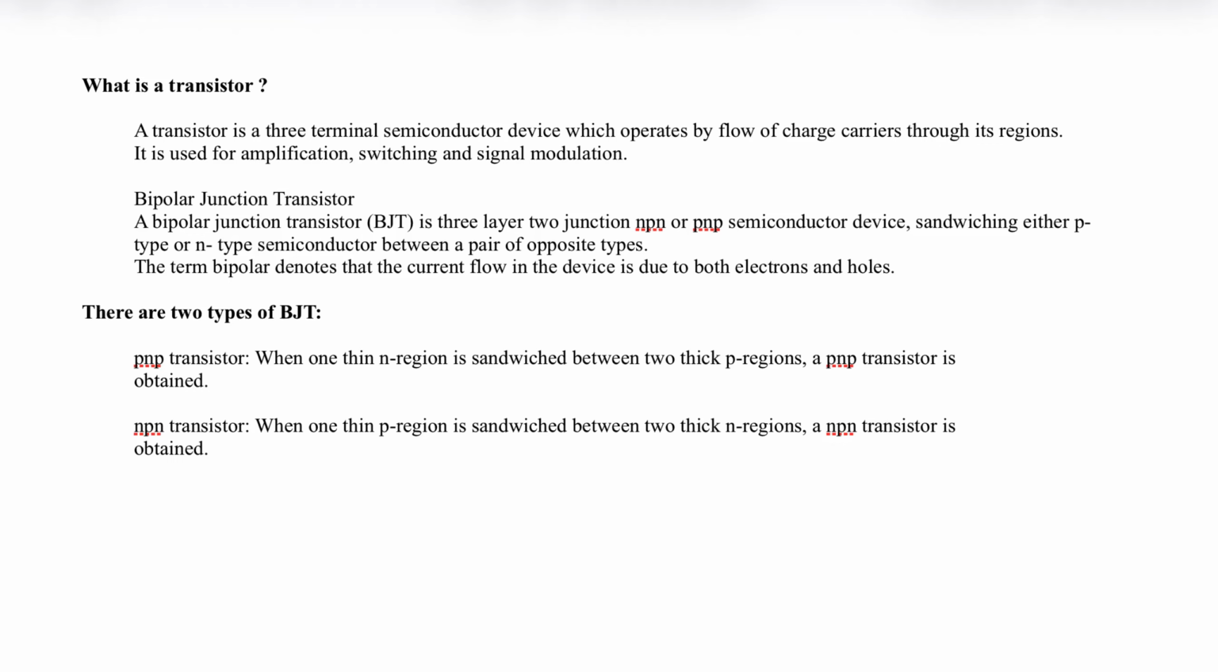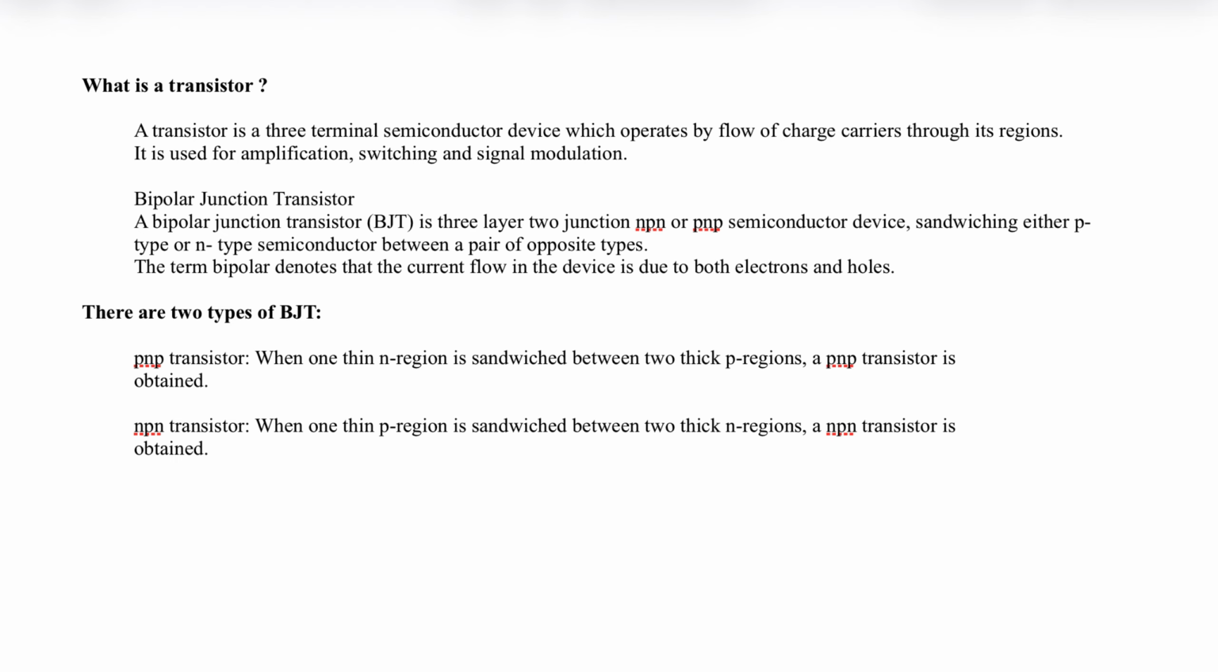What is a transistor? A transistor is a three-terminal semiconductor device which operates by flow of charge carriers through its regions. It is used for amplification, switching, and signal modulation.